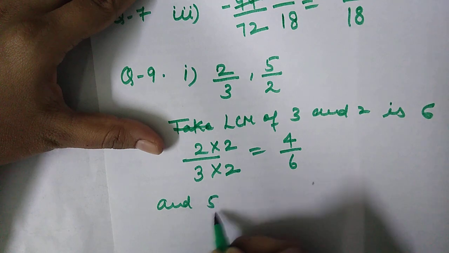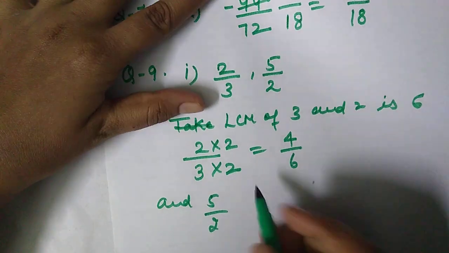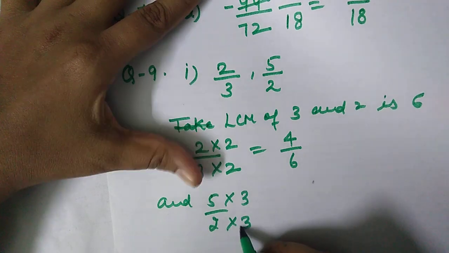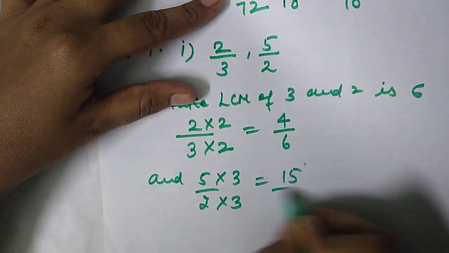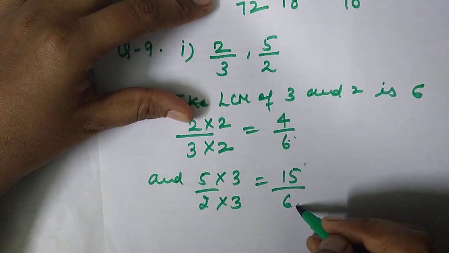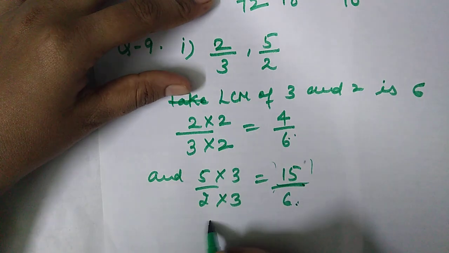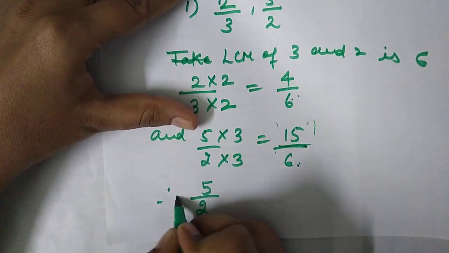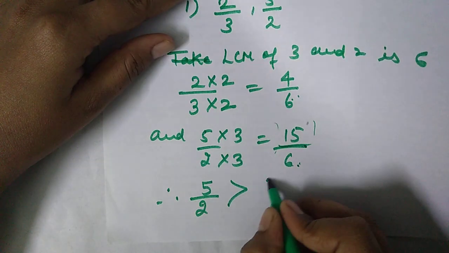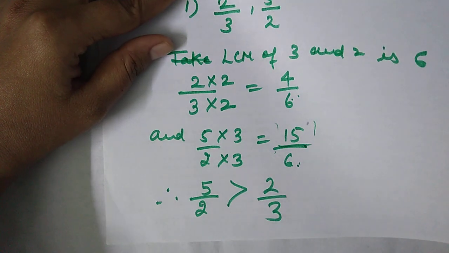This is 5 by 2. Now I have to make the denominator equal to 6. For that I have to multiply it by 3. 5 times 3 is 15 and 2 times 3 is 6. Now which is greater? As the denominators are the same, this 15 is greater. So 5 by 2 is greater than 2 by 3. Okay, so this way you have to do question number 9.